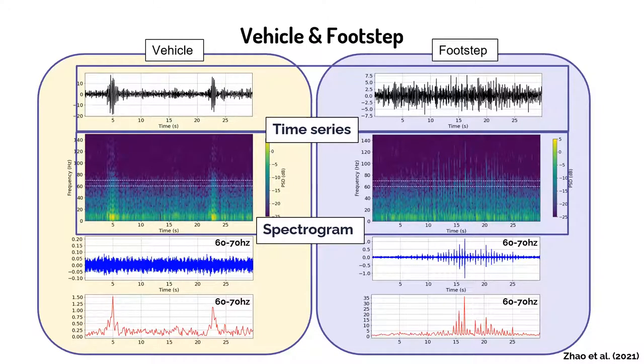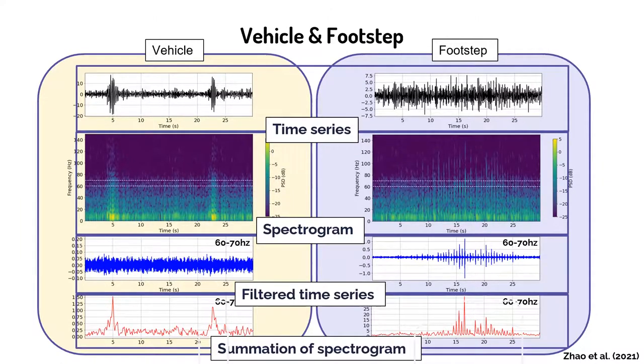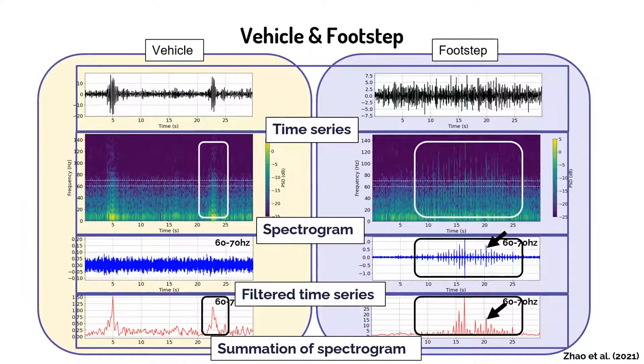The footsteps are more clearly observed in a bandpass signal between 60 and 70 Hz. Each spiky event corresponds to one step. Rich information about the pedestrian can be derived from the observed signal.